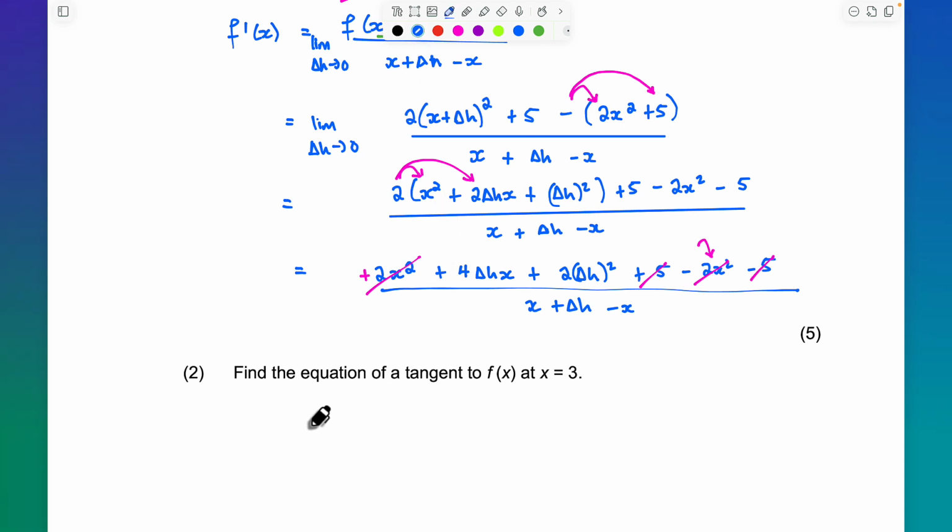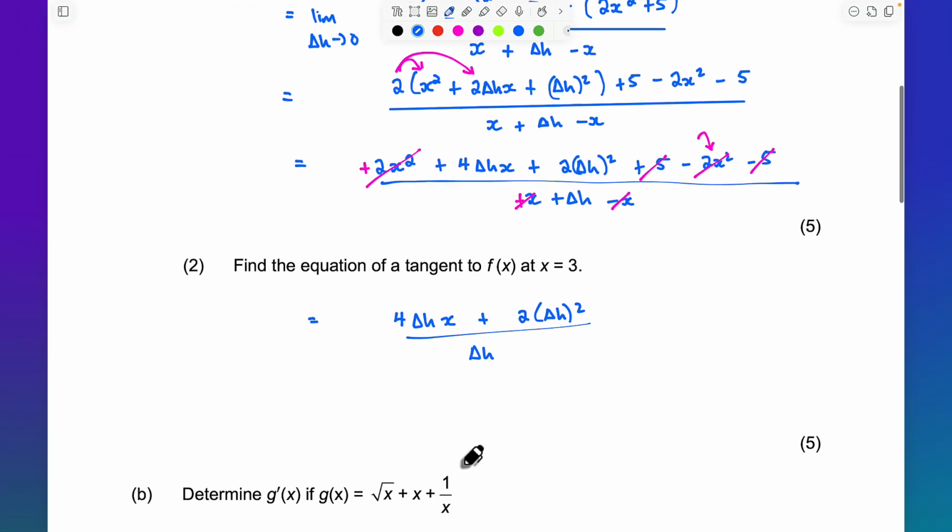So we're going to write this as, again, pretend that this isn't there. That's going to be 4 times delta H x plus 2 times delta H squared over, again, I forgot to do the bottom as well. We have positive x over here, we have negative x over there, and those two should cancel. So at the bottom, what we have left is a delta H. The indicator that you're in the right direction is usually that there are only delta H terms at the top, because the next step is that we're going to factor out our delta H's.